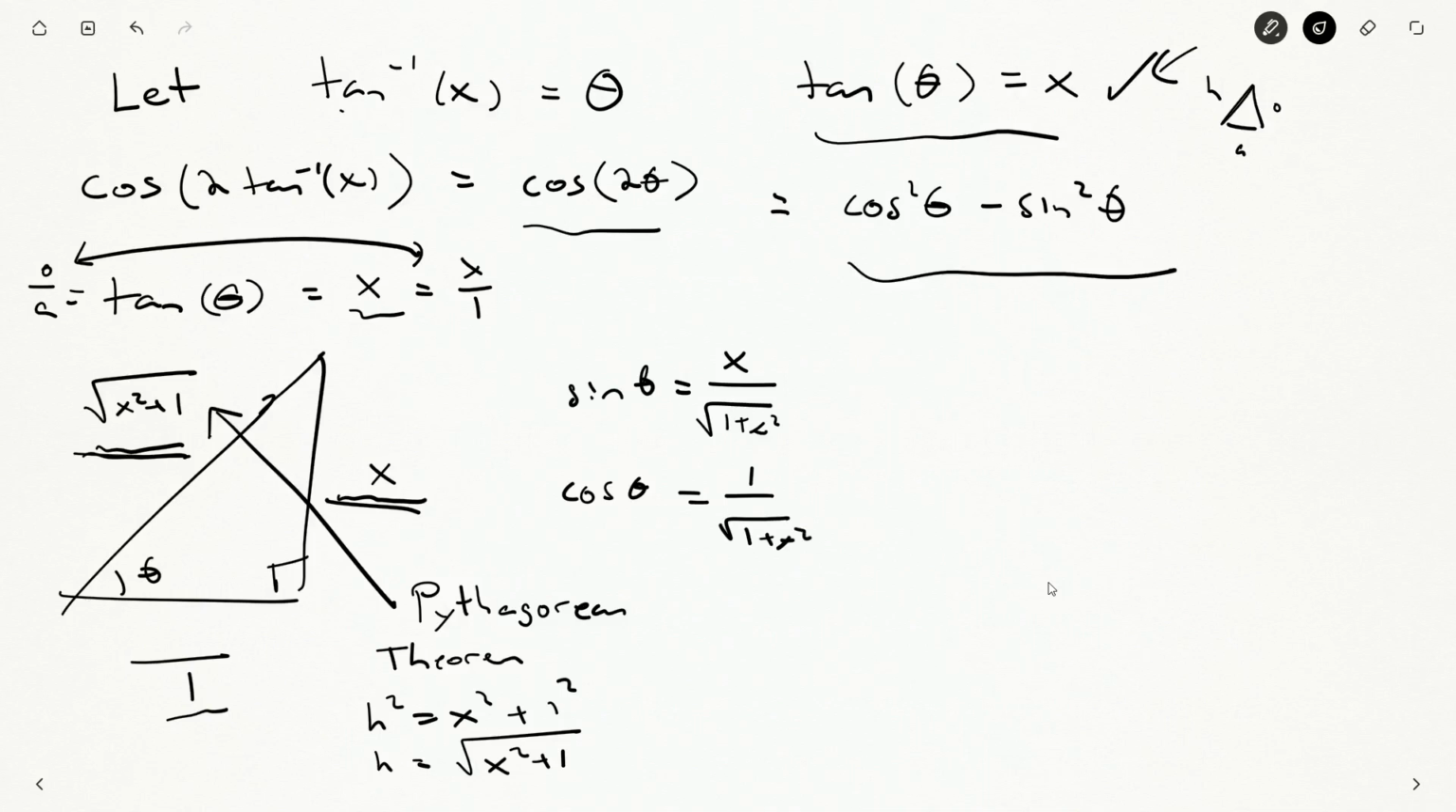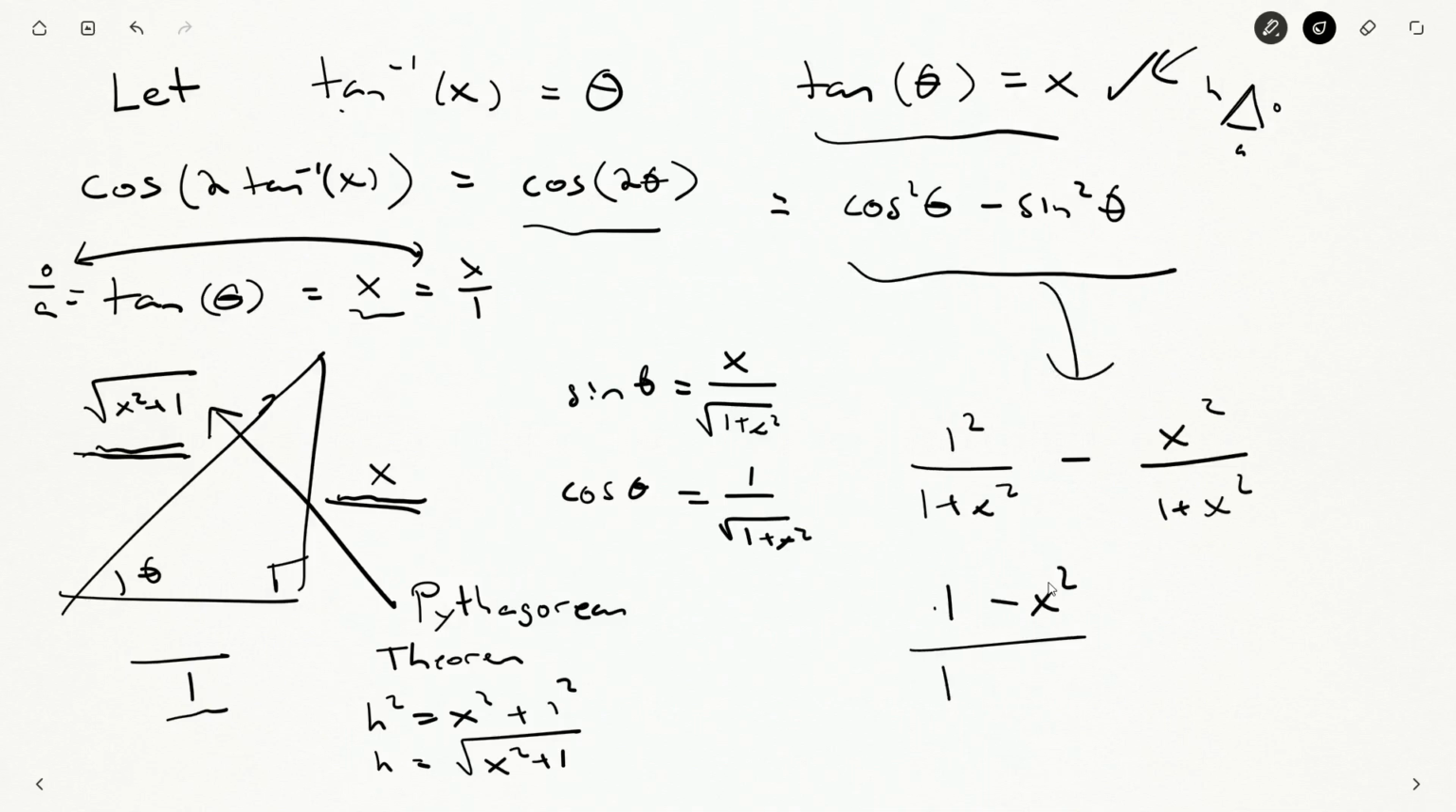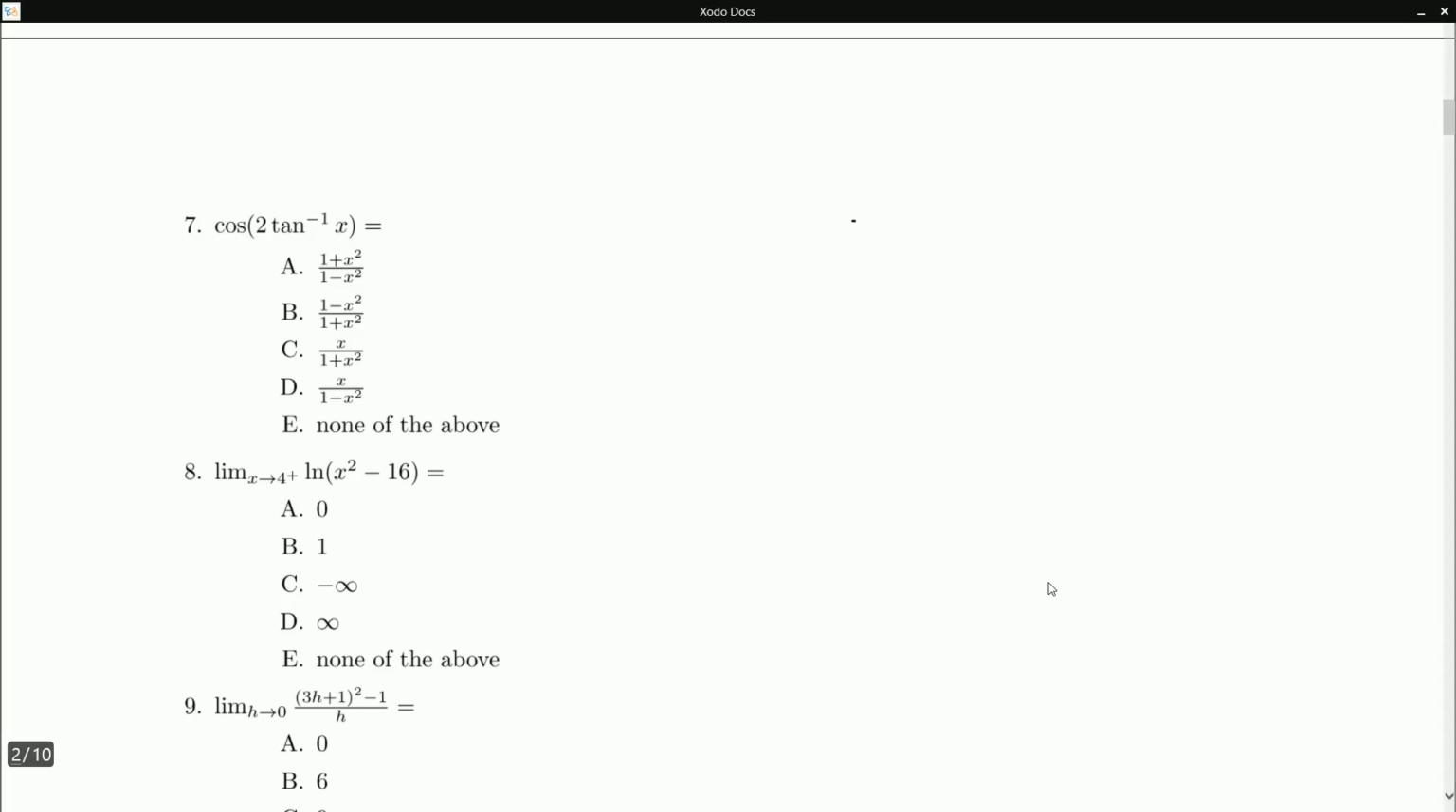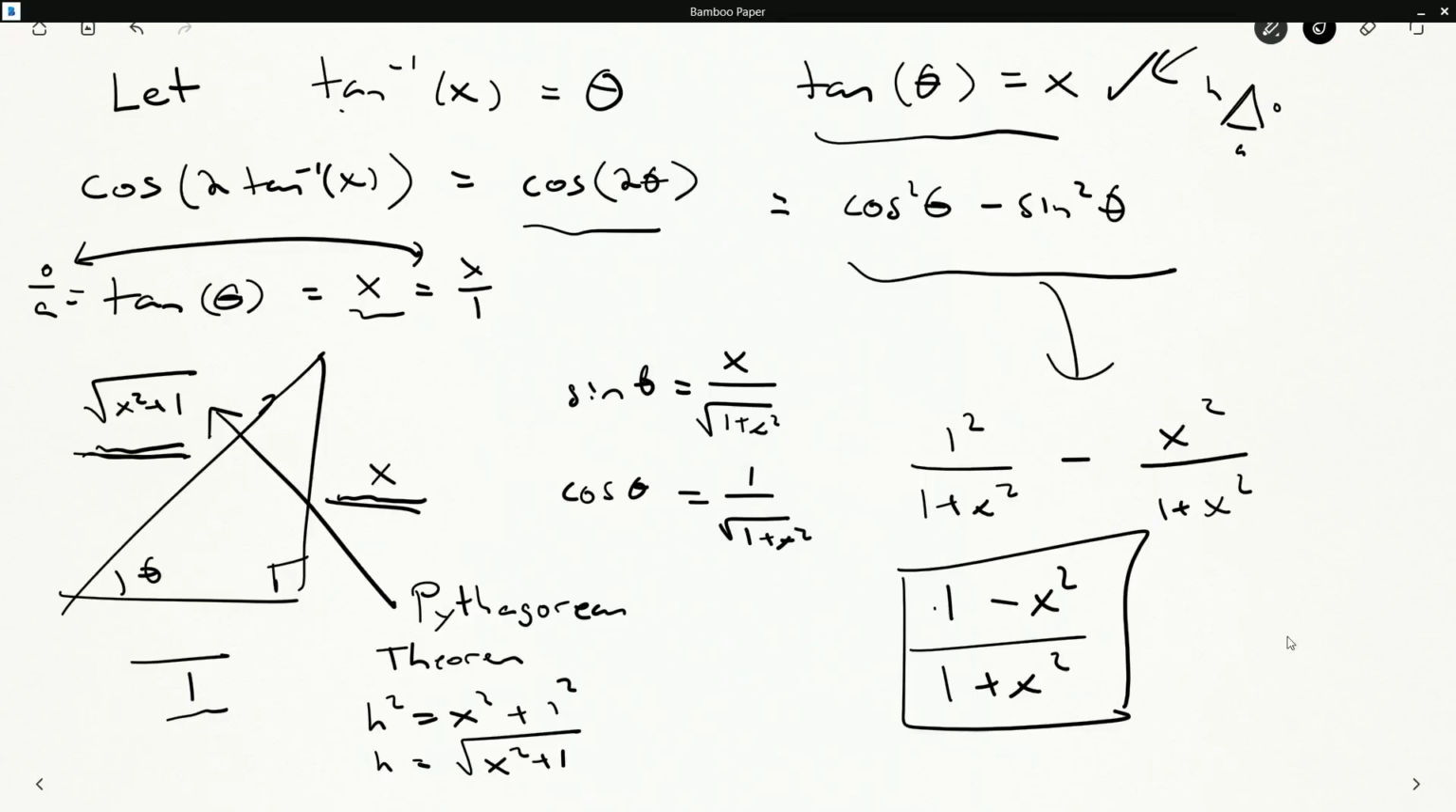And now this comes together in simplifying cos squared theta minus sine squared theta. I get 1 squared over the bottom squared minus x squared over the bottom squared. That just gets rid of the square root sign, really. Since we have the same denominator, we'll make it 1 minus x squared over 1 plus x squared, and we are done. Was that one of our possibilities? Yep, it was right there. It's B.